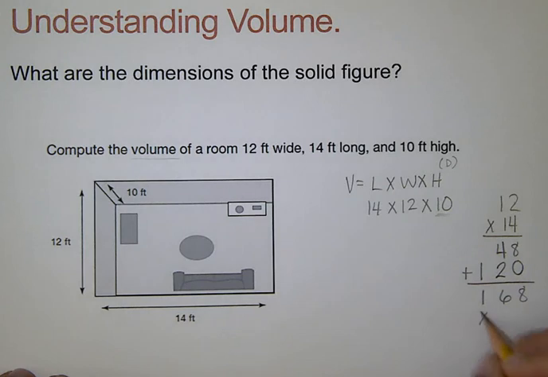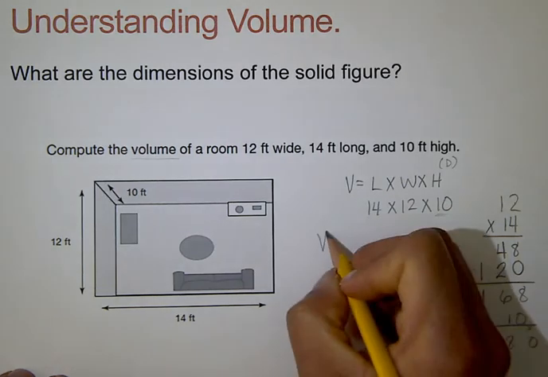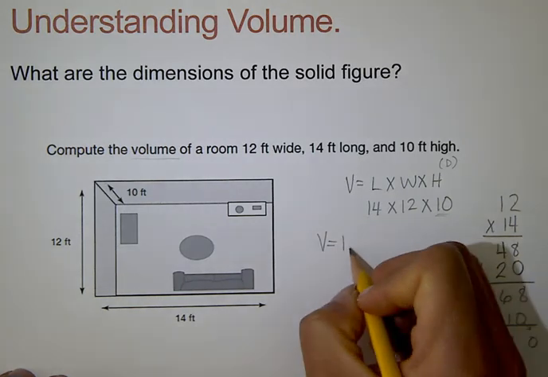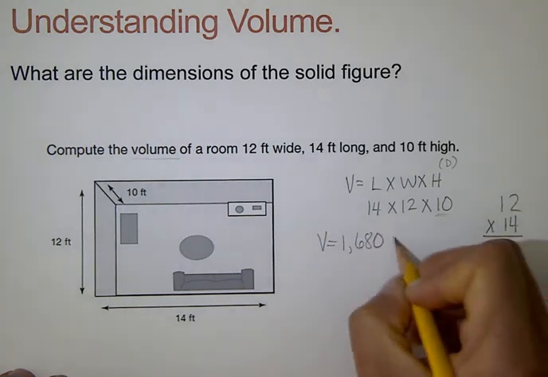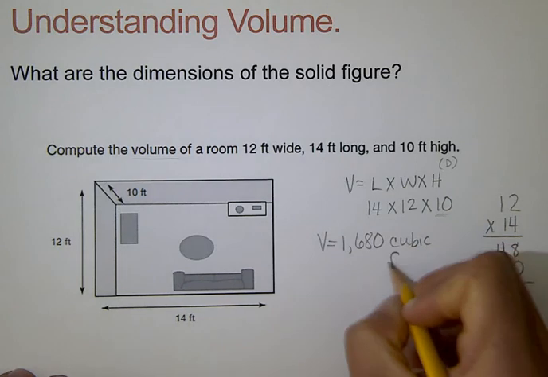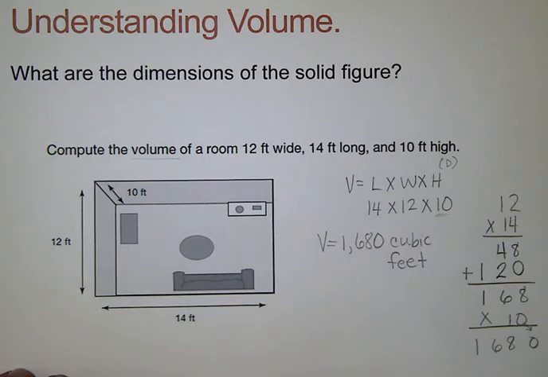168 times 10. And if you remember from our previous topics, we can just drop the 0 when multiplying times 10, and then multiply everything else times this digit. 1 times 8 is 8, 1 times 6 is 6, and 1 times 1 is 1. So the volume of this room is 1,680 cubic feet. And that's how you find volume.